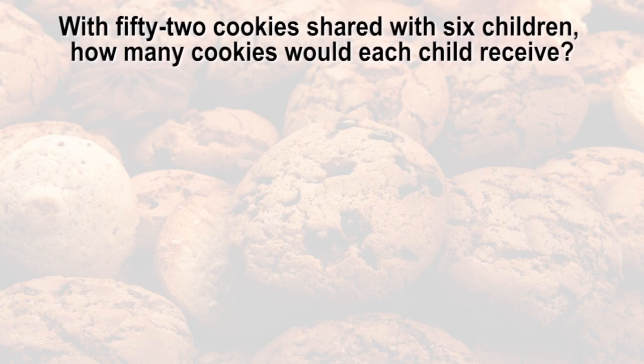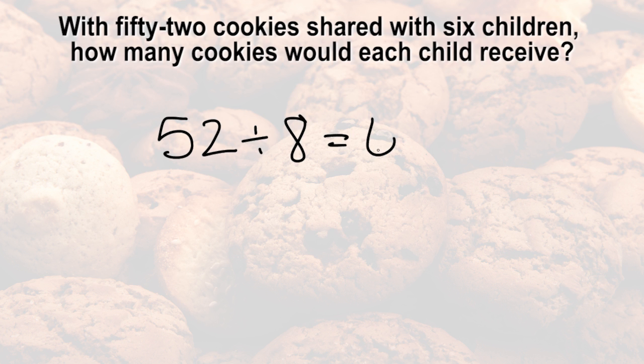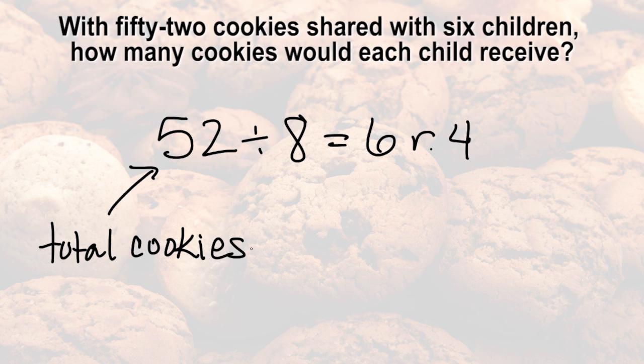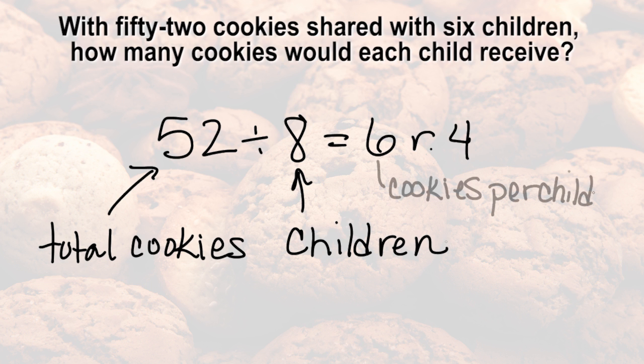Let's look at the problem of 52 cookies divided by 8 children. 52 divided by 8 equals 6 remainder 4. And ask, which number represents the total? The 52 cookies. How many groups are there? 8 children. And how many are in each group? 6 cookies. How many remaining are left over? There are 4. 52 cookies represent the total. 8 children are the number of groups, and there are 6 cookies in each group, with 4 cookies left over.